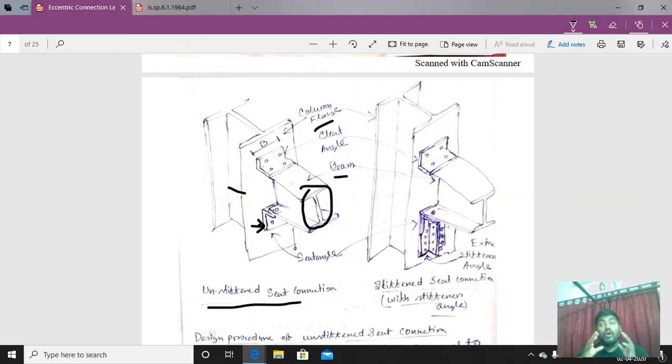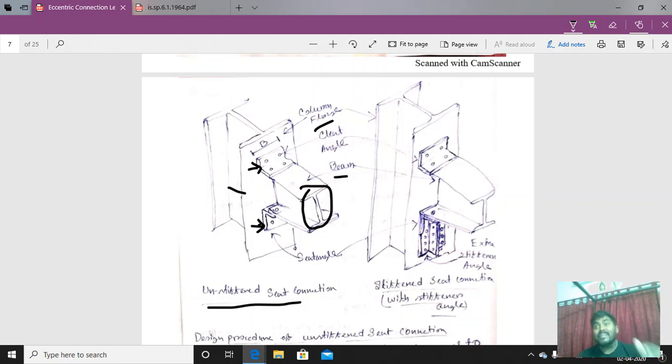Now, for lateral support, another angle is provided, that is the cleat angle. This is the cleat angle. It is provided so that the beam cannot move laterally. So lateral support is given by the cleat angle.